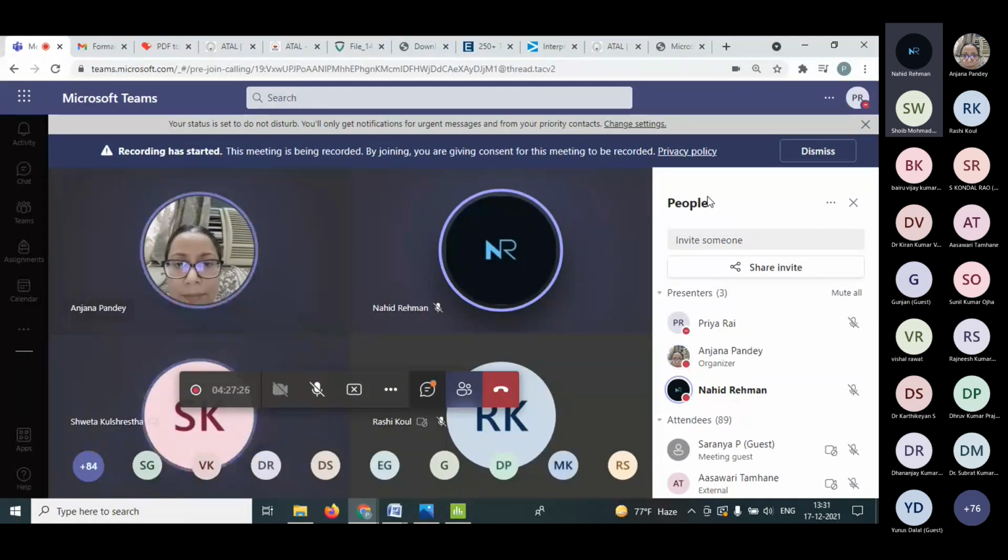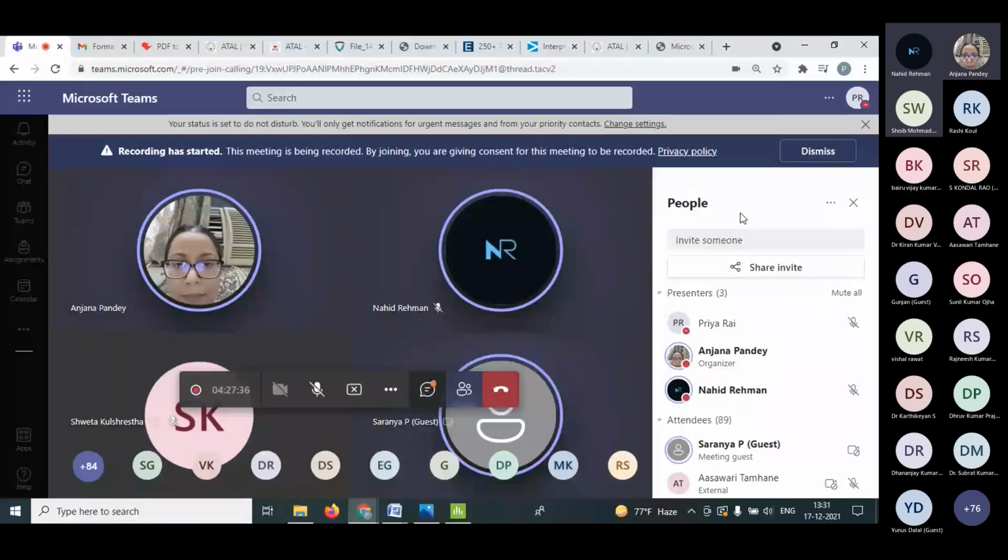Okay, thank you very much, ma'am. Ma'am, is the software available free, or do we have to pay for it? You can download it for 1 month. It is free for trial purposes. Will all the options be available in the free version? Yes, all the options, yes.